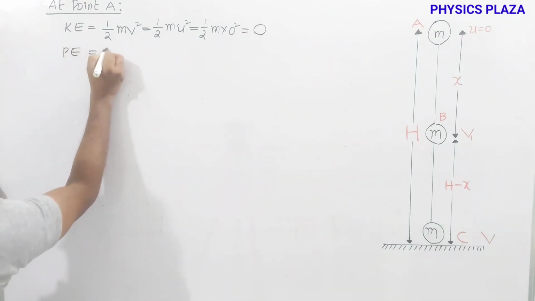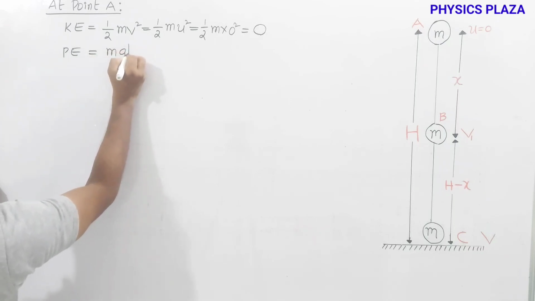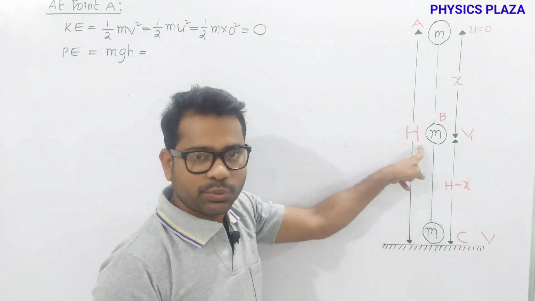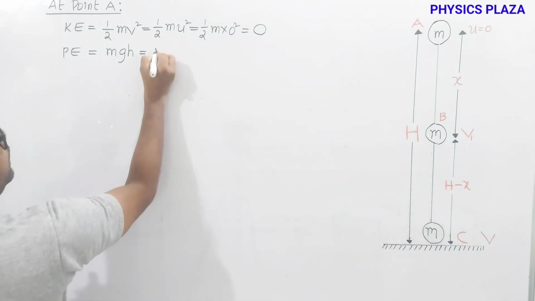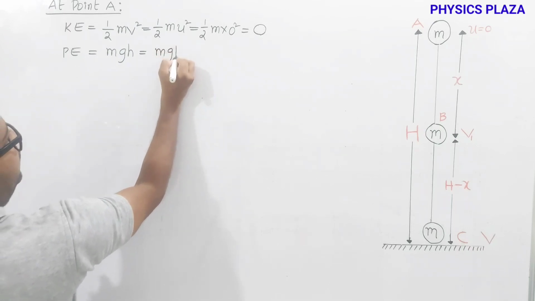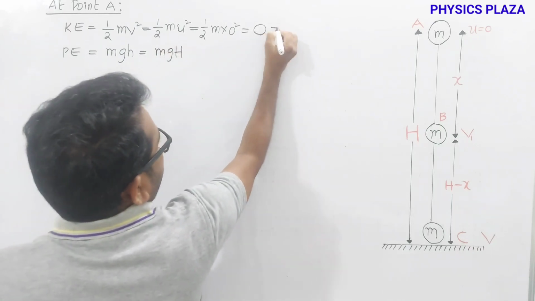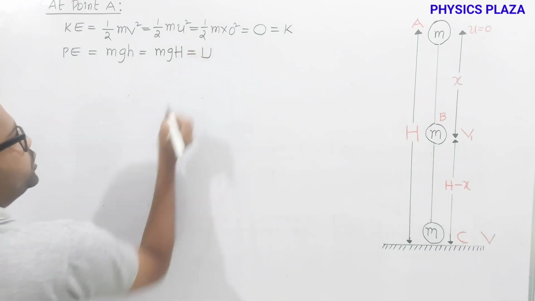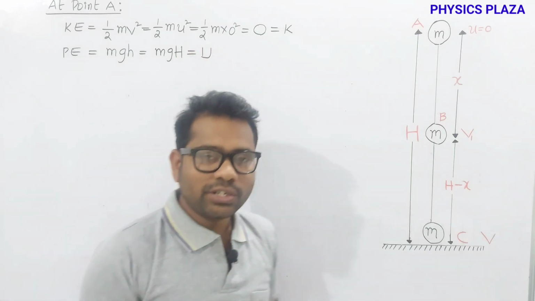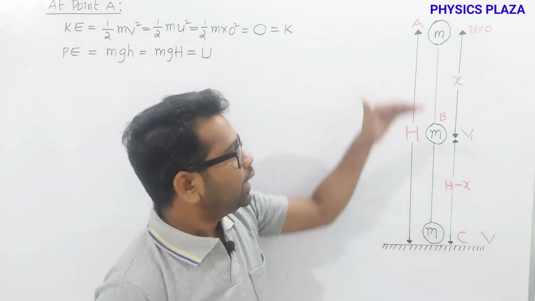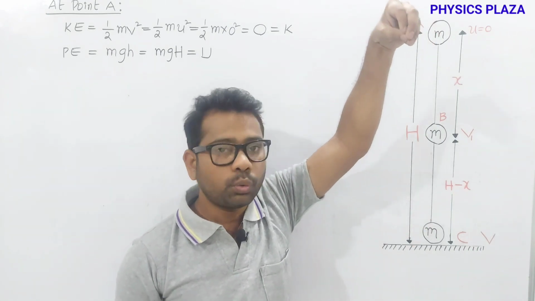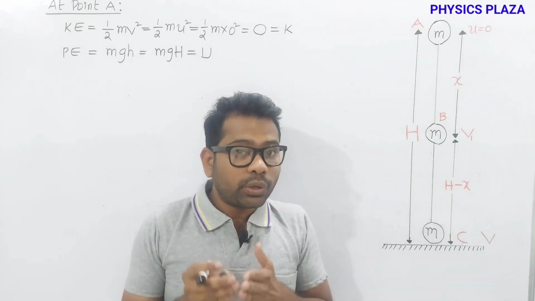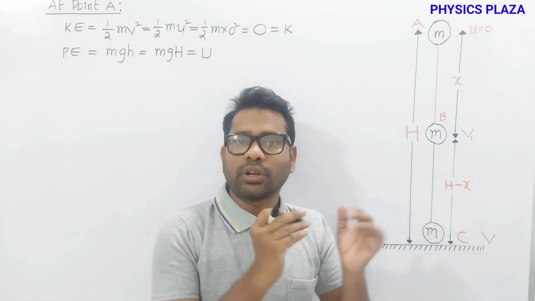Potential energy will be mgh. Now, look, children, this point A is at a height of h, right? So, it will be mgh. Kinetic energy we represent with K, and potential energy we represent with U. Now we got potential energy and kinetic energy, which means what, children? At the beginning, when it is about to fall, it has only potential energy. Whatever total energy it has is only in the form of potential energy.